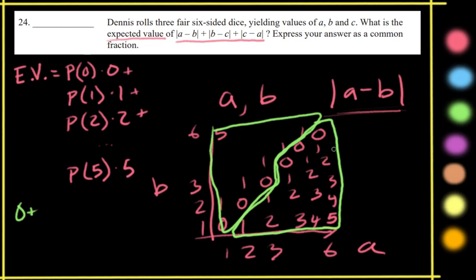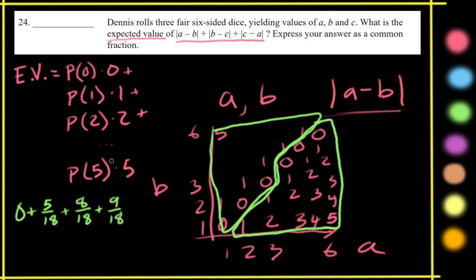Well, I've got 5 out of 18 times 1, so that will just be 5 out of 18. And then I'm going to add the probability of getting a 2. There's 4 out of 18, but I have to multiply that by 2, so that's 8 out of 18. And then I have to add the probability of getting a 3. That's 3 out of 18, but I have to multiply that by 3, since 3 is the value, so that's going to be 9 over 18.